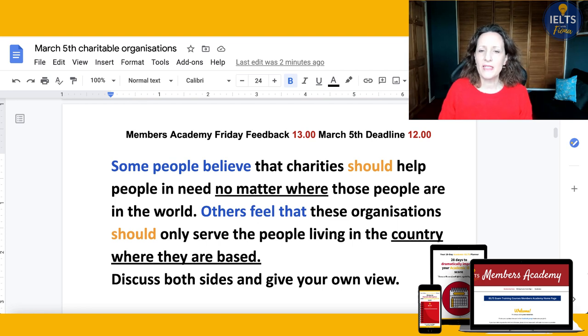Some people believe charities should help people no matter where they are. Others feel they should only serve the people in the country where they are based. Discuss both sides and give your own view. So it's very straightforward. Two sides. And the question is, where should money collected for charity go?